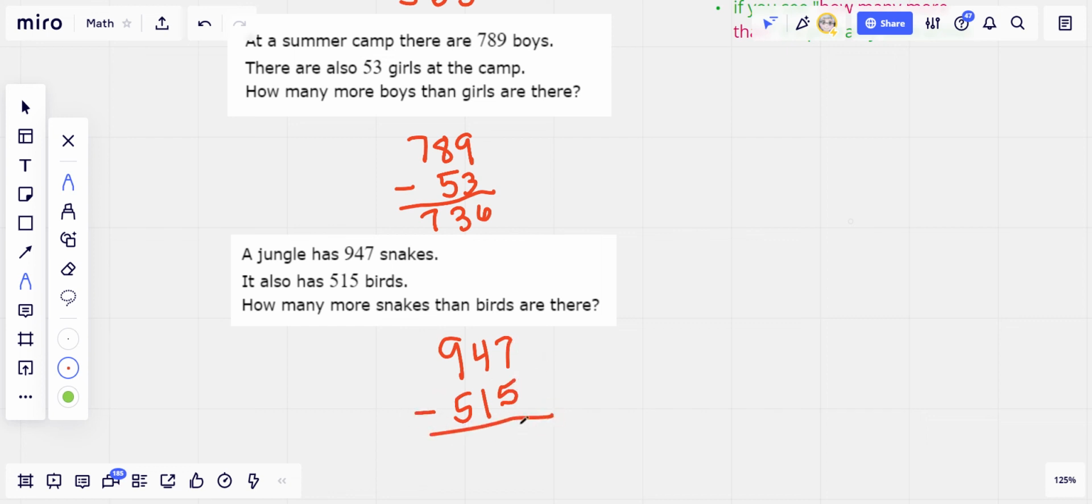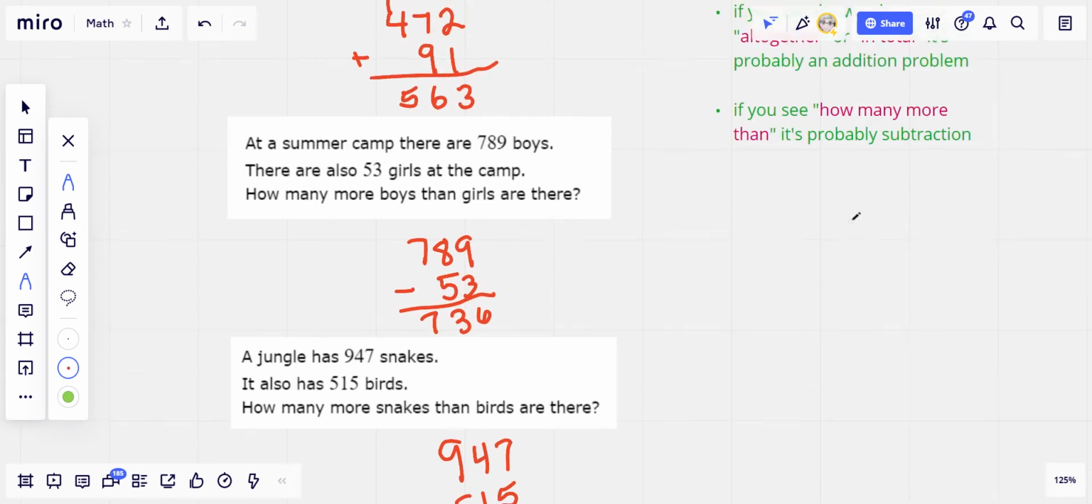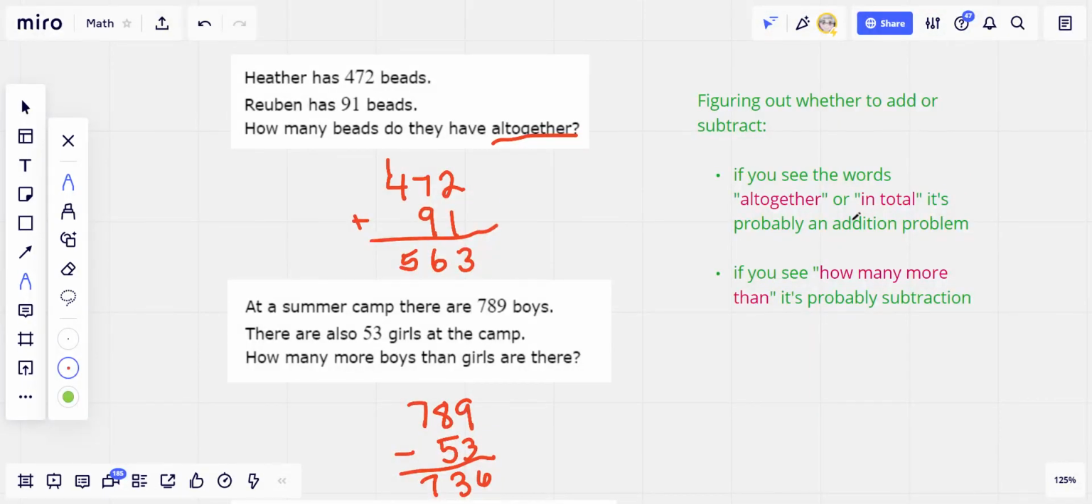So 7 minus 5 is 2. 4 minus 1 is 3. 9 minus 5 is 4. So there are 432 more snakes than there are birds. It's a lot of snakes in that jungle. All right, so that is a little bit of work with some addition and subtraction word problems.